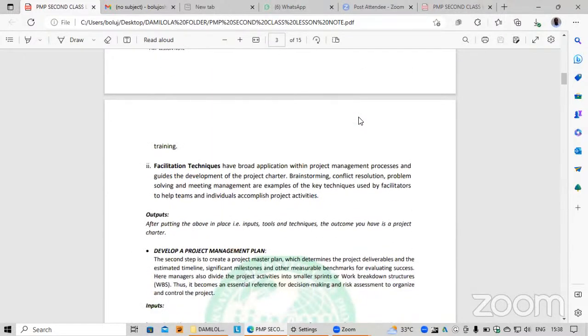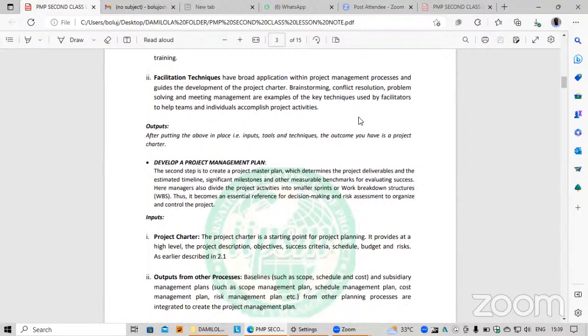So developing the project charter is one of the major duties of any project manager functioning in the capacity of the project integration manager. The second logical process, which is the second duty of a project manager functioning in the capacity of the project integration manager, is to develop a project management plan. Now, developing a project charter falls in the initiation phase. Developing a project management plan falls in the planning phase.